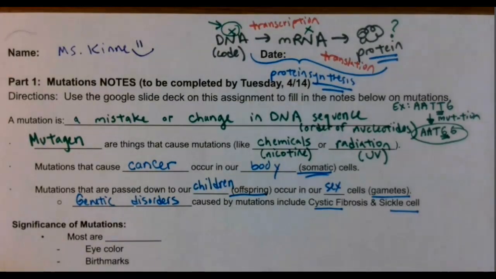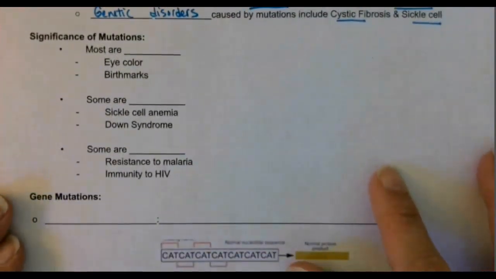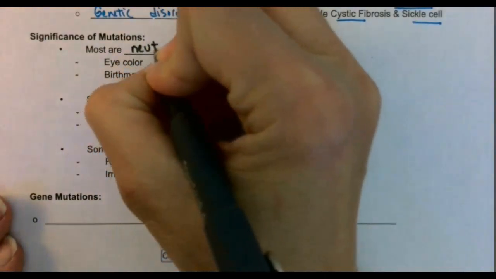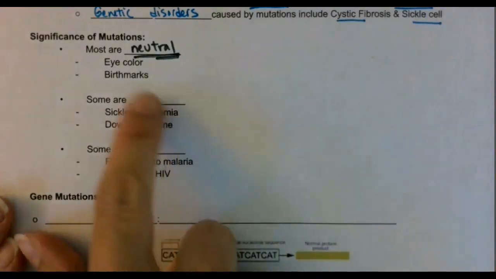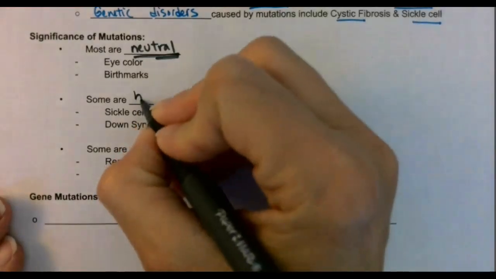Well, there's basically 3 different ways we look at significance of mutations here. Most mutations are neutral, meaning they don't have a positive or a negative effect. So if there's a mutation that causes a change in an eye color or birthmark, this doesn't really affect how your body works. So no big deal. Some mutations are harmful.